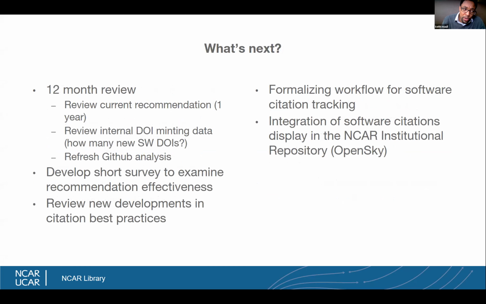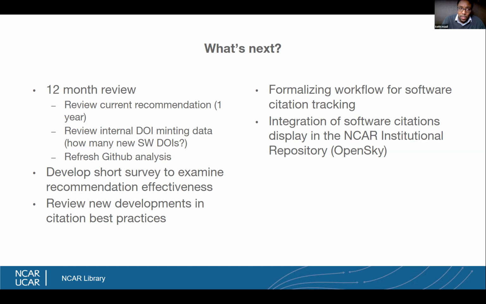What's next? We're nearing the 12-month mark, so we're going to review the current recommendation, take a look at what has happened, how many DOIs we have minted, perhaps as a result of this, or maybe query the community a little further and find out if there are still gaps in understanding and knowledge about where to go. We'll probably do a little bit more in terms of our best practices needing to be updated. We're working on formalizing the workflow that we produce for the software citation tracking so that we can actually just keep track of these citation counts for people.